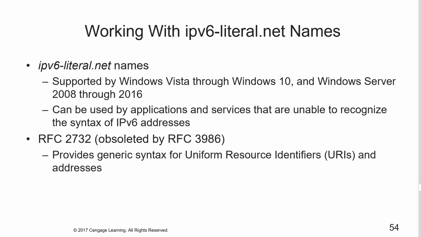So when we're working with IPv6 literal.net names, these are supported by Windows Vista through Windows 10 and Windows Server 2008 through 2016, and they can be used by applications and services that are unable to recognize the syntax of IPv6 addresses. RFC 2732 provides generic syntax for URIs, URLs, and addresses.